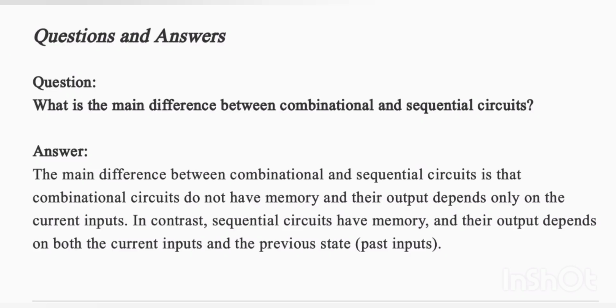Questions and answers. Question: what is the main difference between combinational and sequential circuits? Answer: the main difference between combinational and sequential circuits is that combinational circuits do not have memory and their output depends only on the current inputs. In contrast, sequential circuits have memory and their output depends on both the current inputs and the previous state, past inputs.